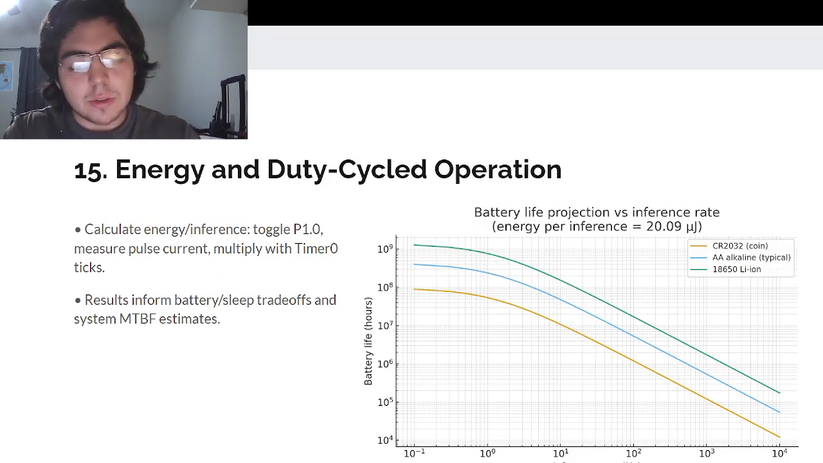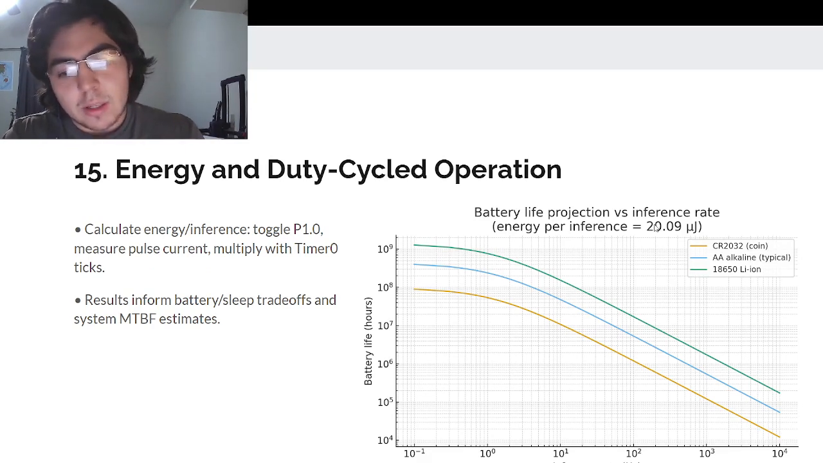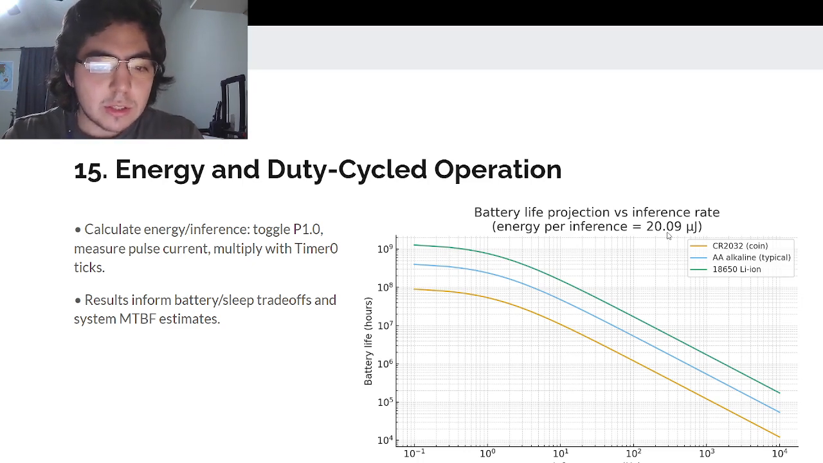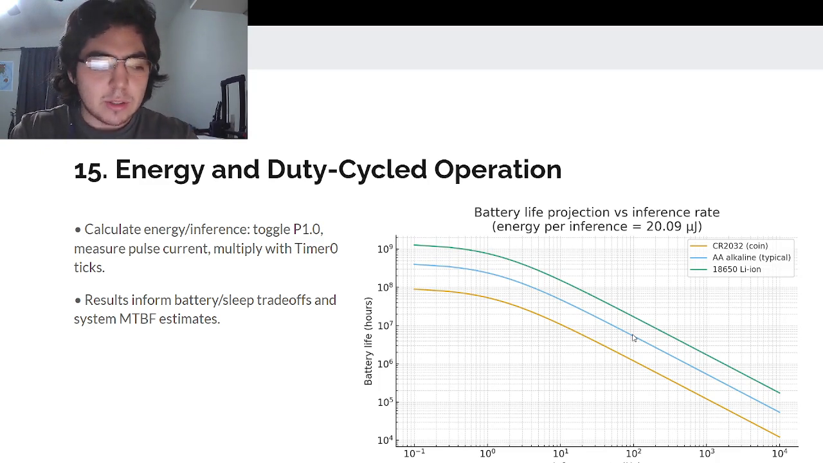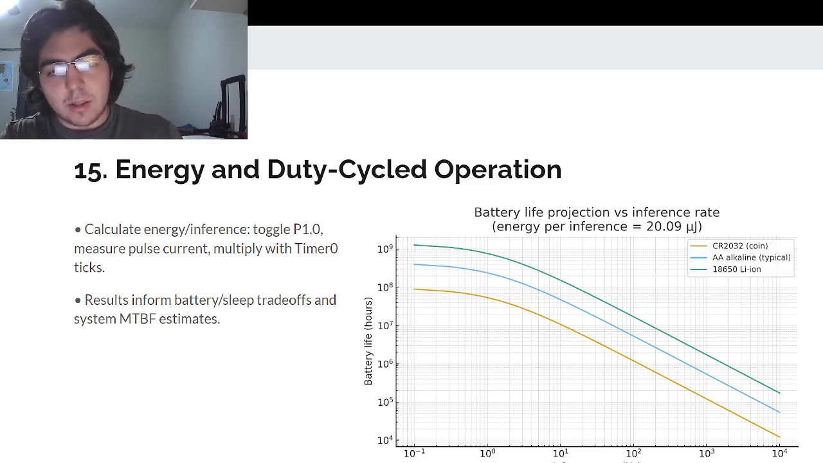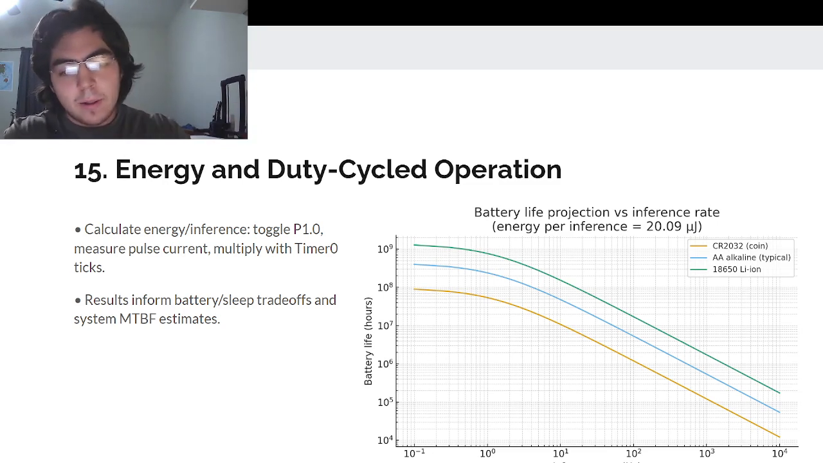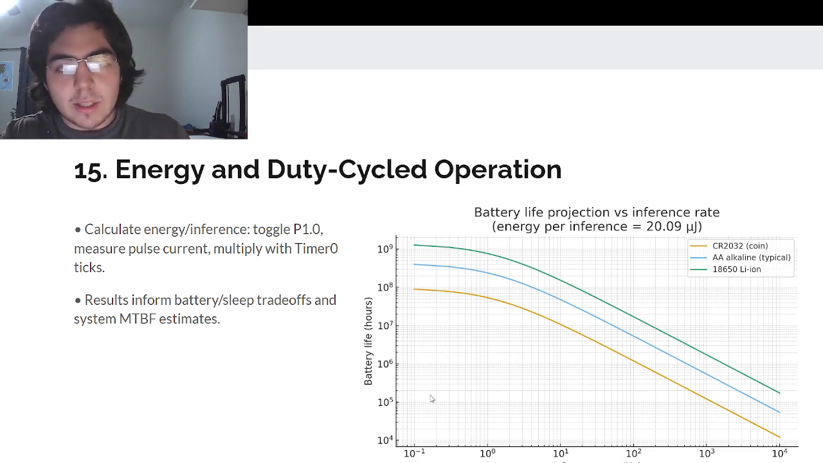And the energy and duty cycle operation, given the code and the 8051's limitations, it's inferred that per inference, it would take up about 20 microjoules of energy. Depending on the different battery, they all kind of decay at the same amount. But at even high inference rates, it does go down as inference rates increase, because basically you're saying, I want the machine to do more per second. The frequency 10 to the 4 means I want it to do 10 to the 4, meaning I want to check hundreds of thousands of times per second. And a really low frequency would be just like 10 times a second.